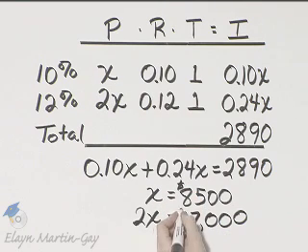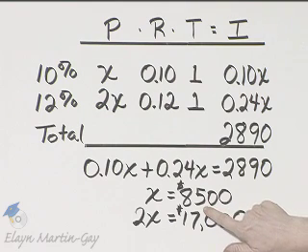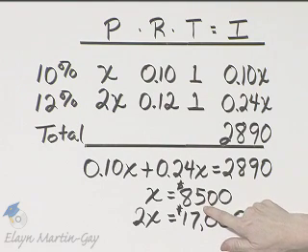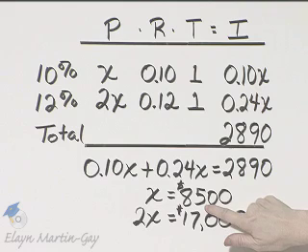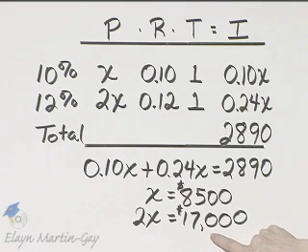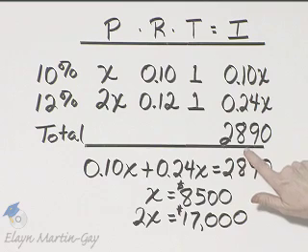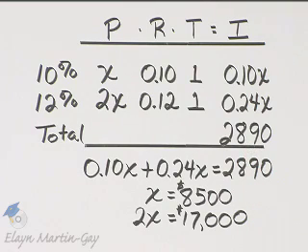Amount at 10%, amount at 12%. How can you check? Find the interest over 1 year at 10% for this amount, add to it the interest one would have at this principal at 12%, add the two interests together, you should have $2,890.